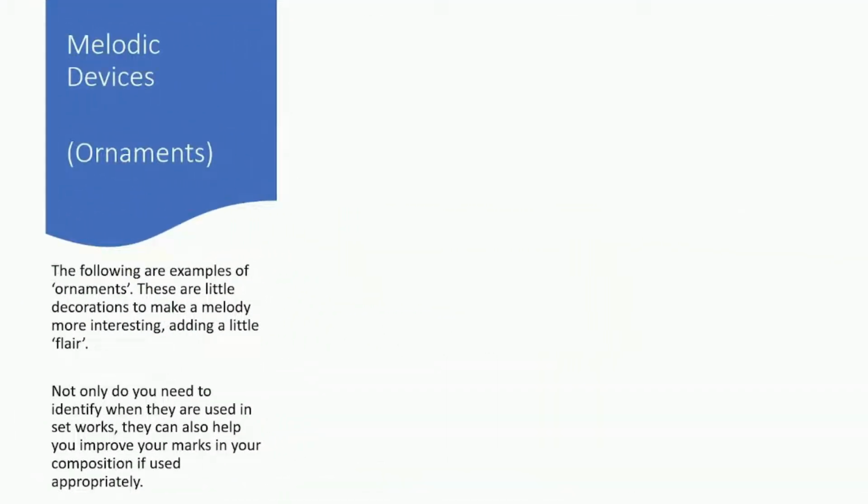Now, melodic devices. First, we're going to check out some ornaments. The following are examples of ornaments. These are little decorations to make a melody more interesting, adding a little flair. Not only do you need to identify when they are used in set works, but they can also help you improve your marks in your composition if used appropriately.